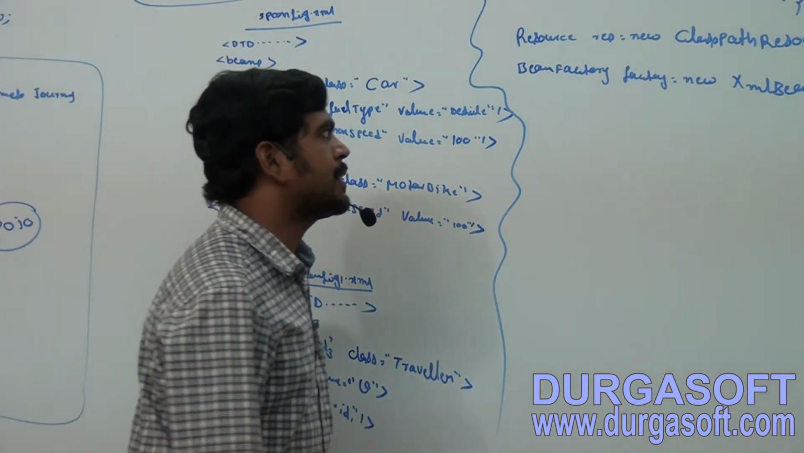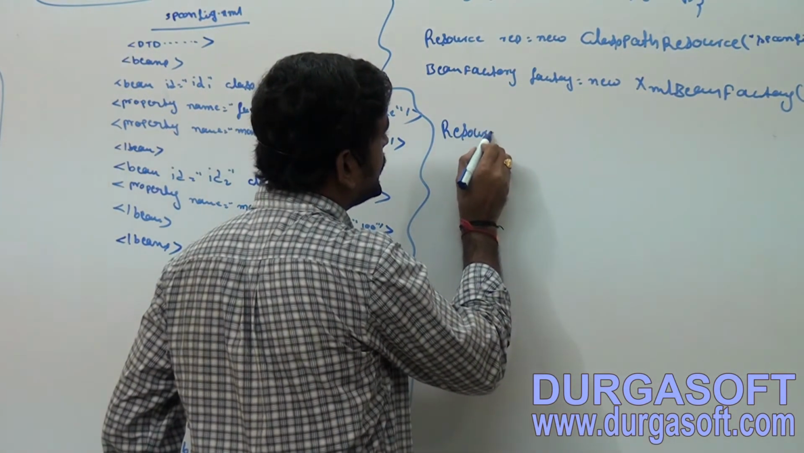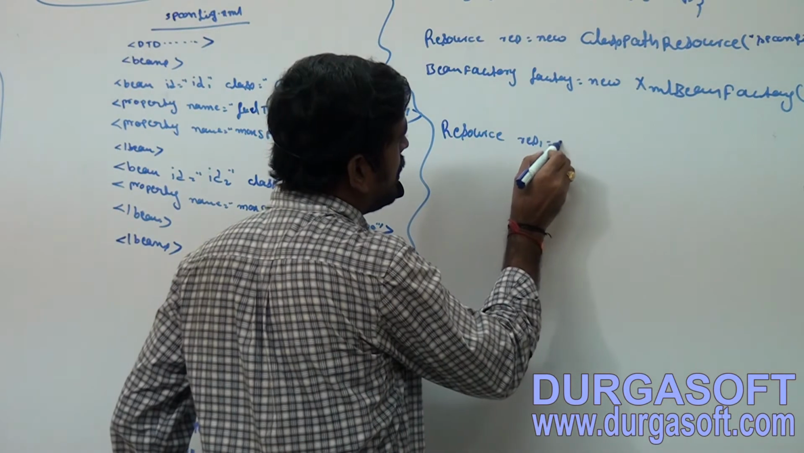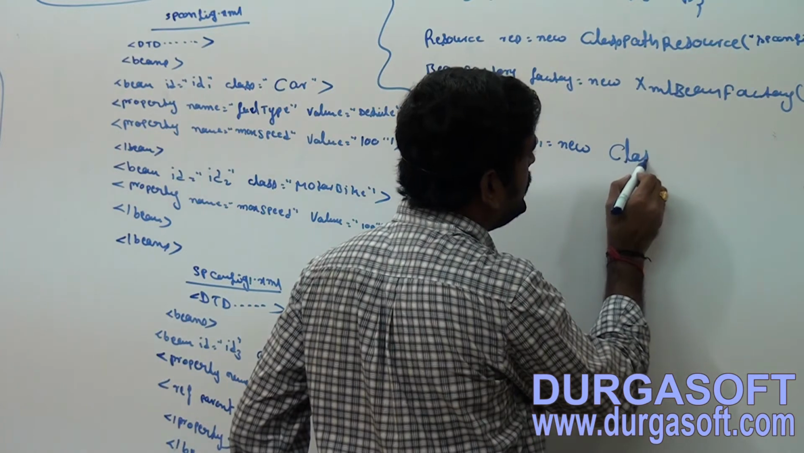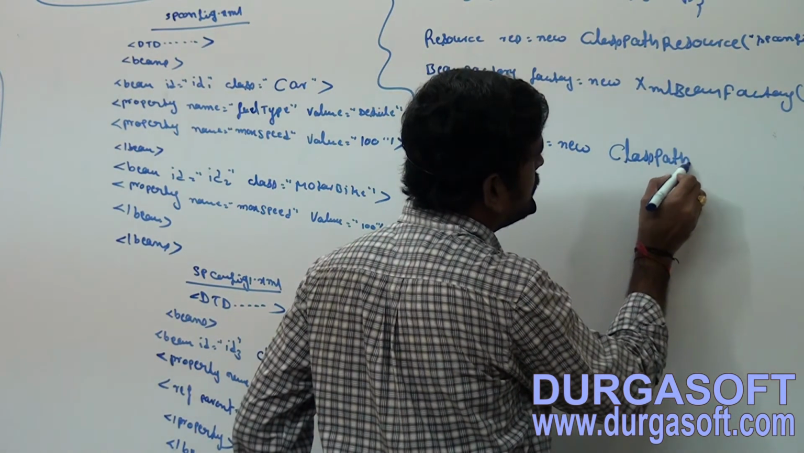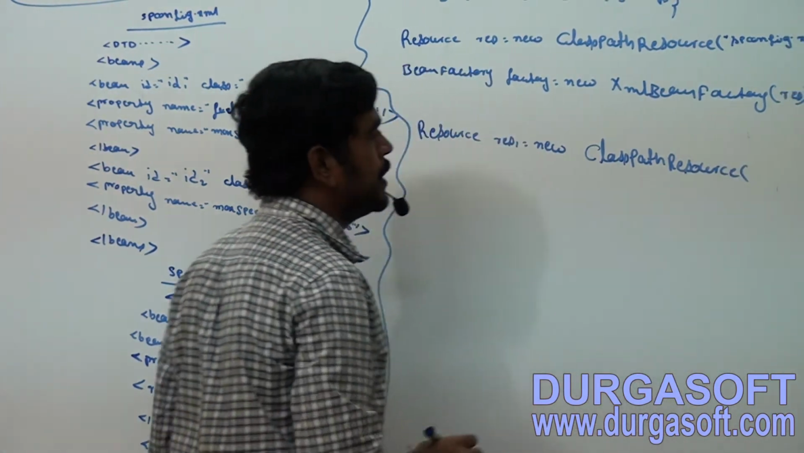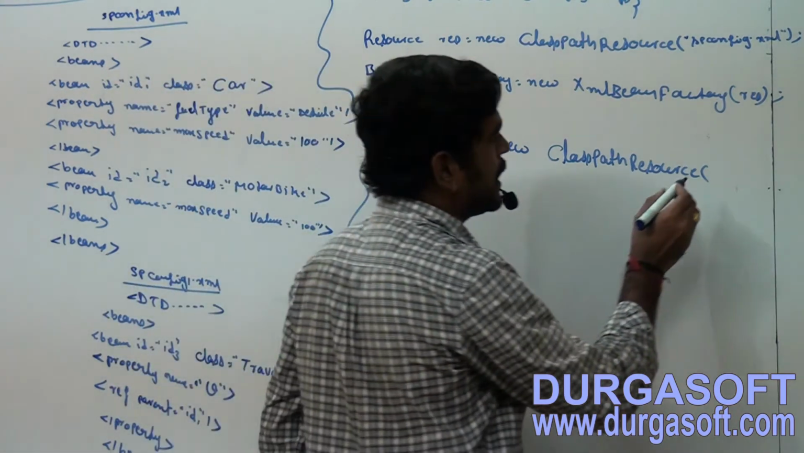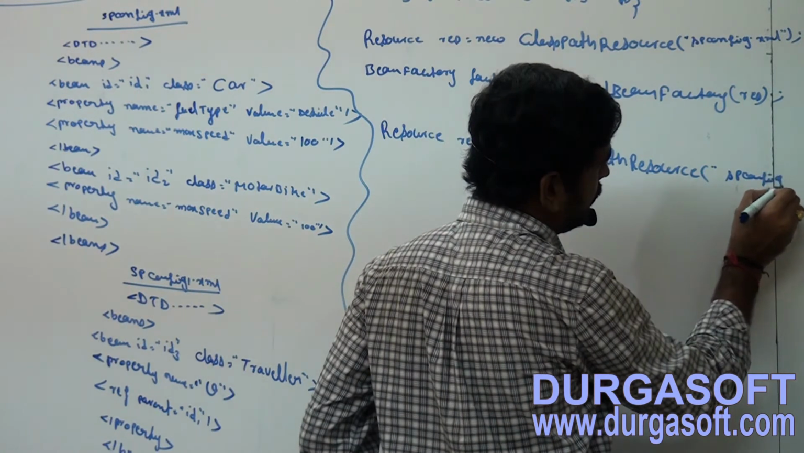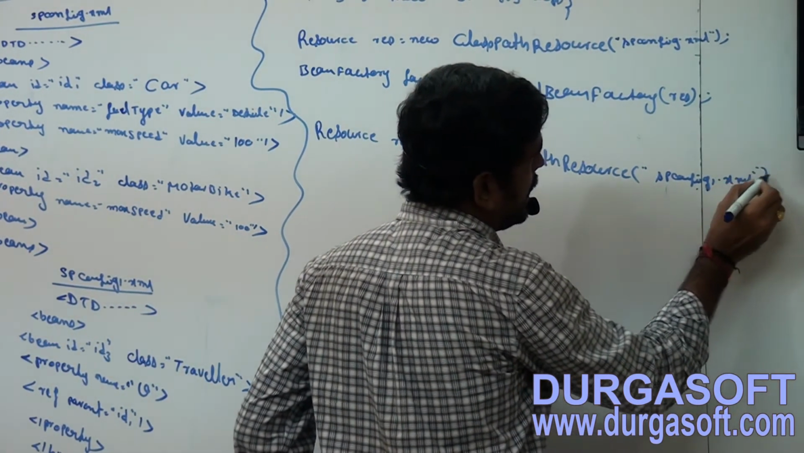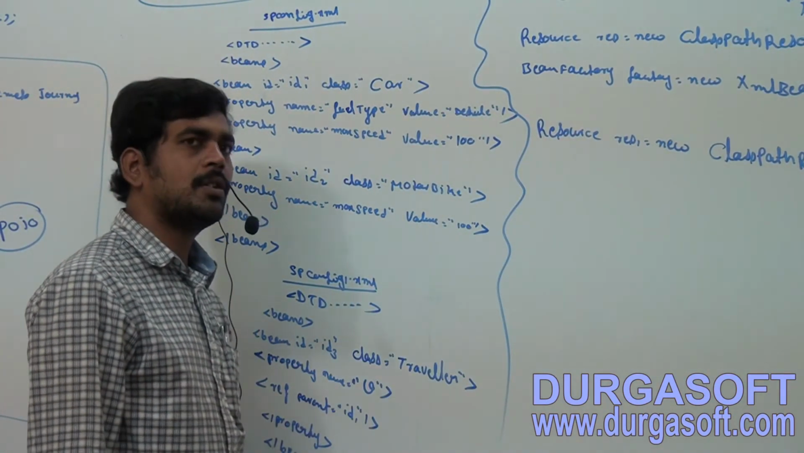The second configuration file is there. That one also we have to load like this. Resource res1 is equal to new ClassPathResource. Now what do we have to place here? spconfig1.xml. We have to load like this. If multiple configuration files are there, multiple times we have to load them.